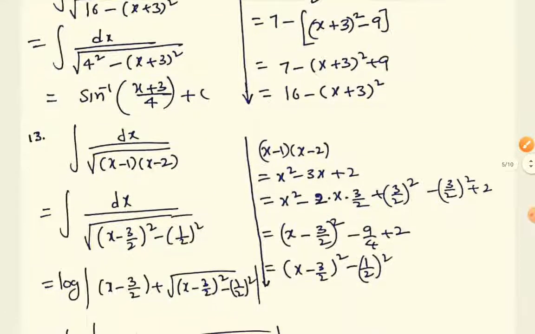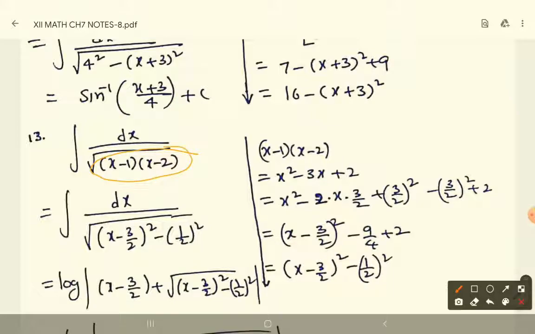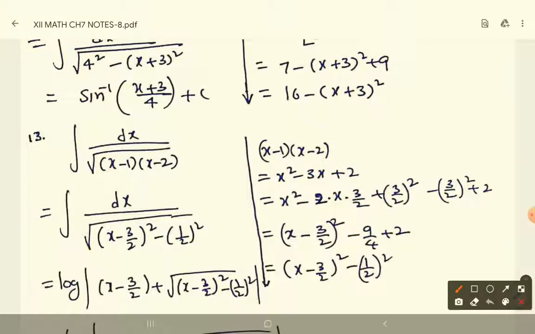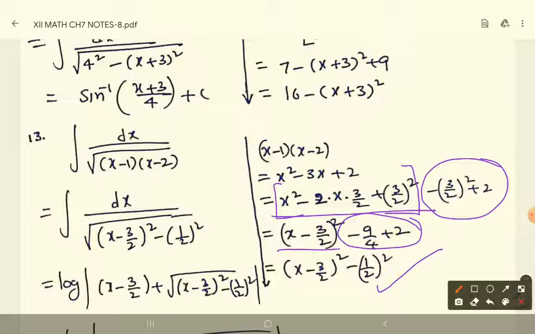13th one. It is also a completing square, but here x minus 1 into x minus 2 is given. So first you multiply them. x minus 1 into x minus 2, you get x square minus 3x plus 2. After multiplication, go for completing square. It is x square minus 2 into x, but it is 3, so write 3 by 2. So 2 cancels, 3x will come. But whenever you write 3 by 2 there, you should write (3 by 2) whole square minus (3 by 2) whole square. Then from x square to (3 by 2) whole square, this is (x minus 3 by 2) whole square. This is minus 9 by 4 plus 2, we get minus 1 by 4 after simplification. So this is the completing square now.